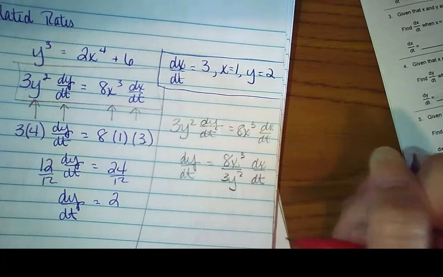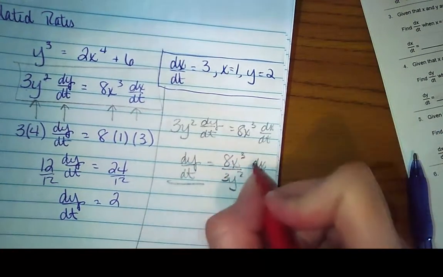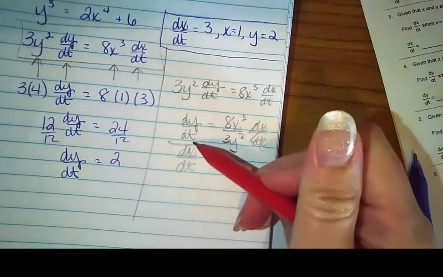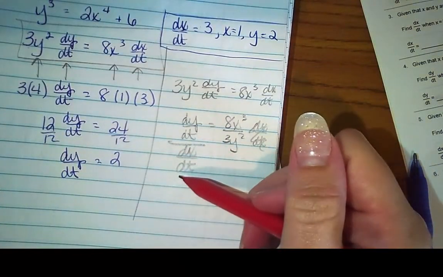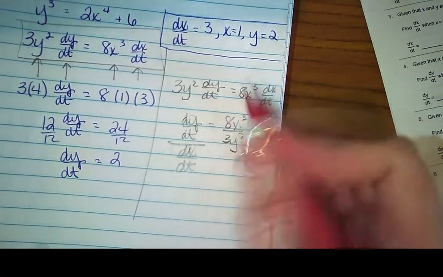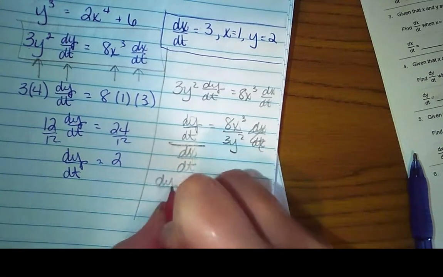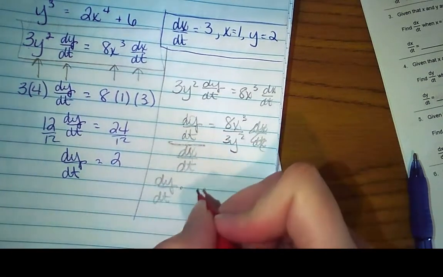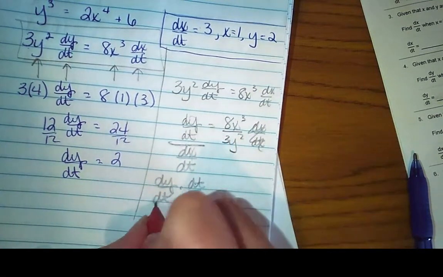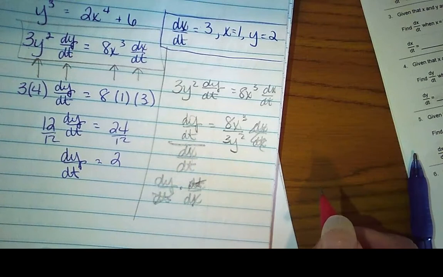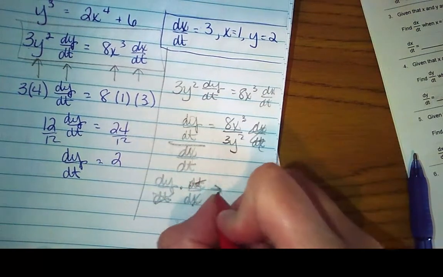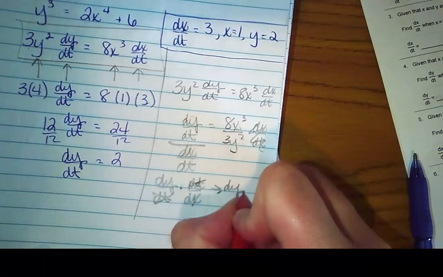Now I can divide both sides by dx/dt. So if I divide both sides by dx/dt, that means dy/dt over dx/dt, which is a fraction divided by a fraction, becomes dy/dt times the reciprocal, which is dt/dx. And the dt's are the same number, because any number divided by itself is 1. So you solve, and that ends up being on the left dy/dx.